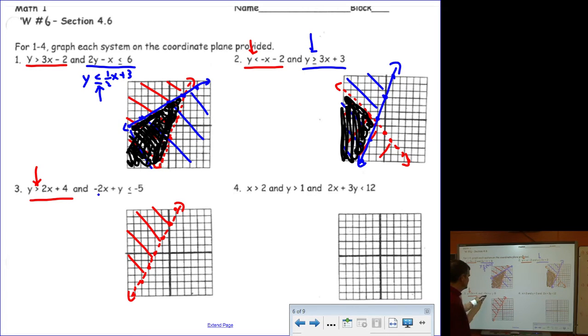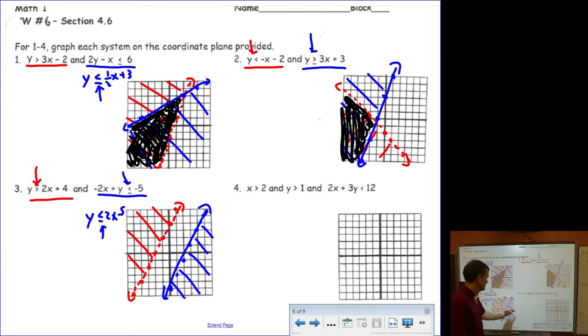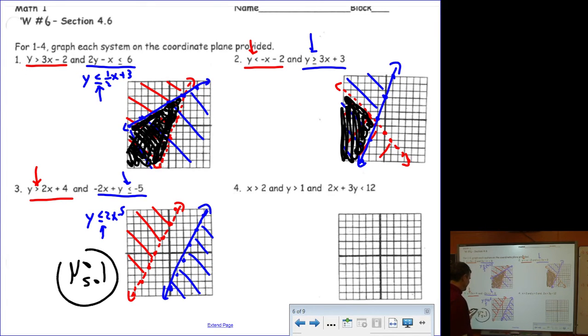The second equation is not in slope-intercept form, but if I added 2x to both sides, it would be. It has a y-intercept of -5. It's got a slope of up 2, right 1. It's a solid line because it's got or equal to. And since it's less than, it's shaded below the line. So this graph has no double shaded area. And because it has no double shaded area, there are no solutions to that system.